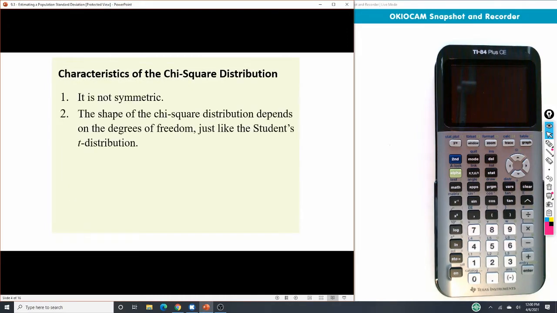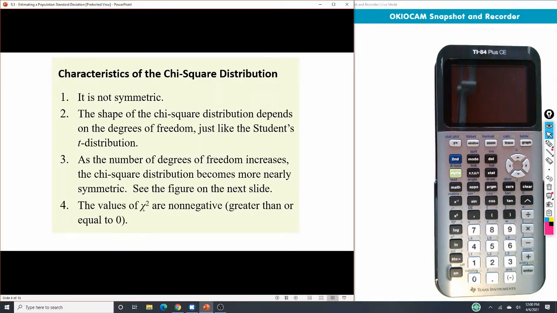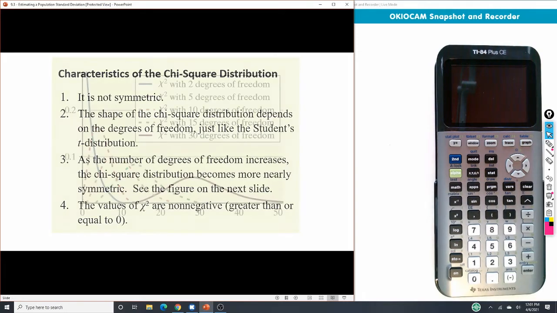All right, now, chi-squared distribution is not symmetric. It depends on the degrees of freedom. And as the number of degrees of freedom increases, it becomes more nearly symmetric. We'll see that in just a moment. Now, the values for chi-squared are non-negative, meaning greater than or equal to 0.